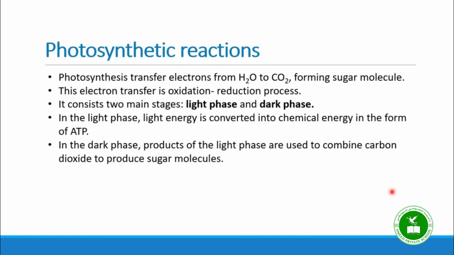So these are the two phases of the photosynthetic reaction. The first phase is that the light energy is converted into chemical energy, and in the second or dark phase, the products of the light phase are used to combine carbon dioxide with water and produce sugar molecules.